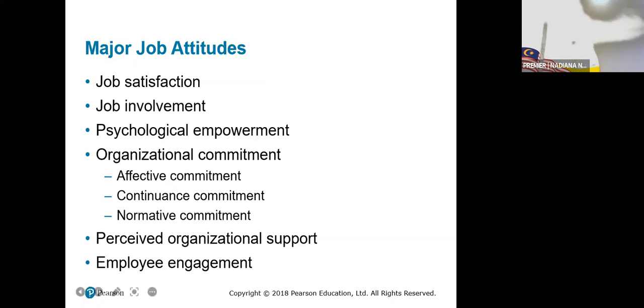Because different organizations have different job satisfaction, job involvement, psychological empowerment, organizational commitment, employee engagement, and perceived organizational support. You must remember, this is the aspect of the major job attitudes. That is major, not including minor. In terms of the seven major job attitudes, they have branches. Many disciplines fall under the major job attitudes.